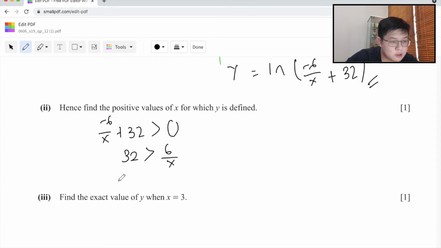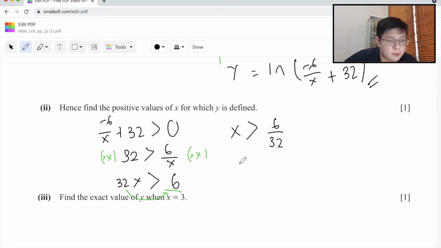Then now we could cross multiply them. So we could times both sides by x. So it would be 32x is bigger than 6. So now, to make x a subject, x will be alone and 32 should be under 6. So it will be x is bigger than 6 over 32. Or the simplified form would be x is bigger than 3 over 16.